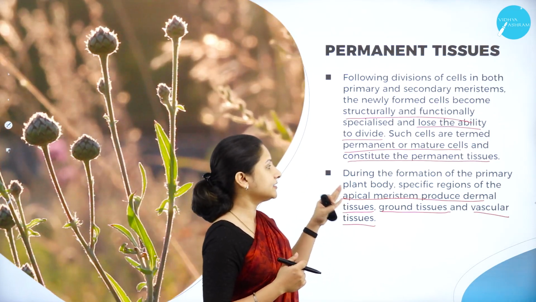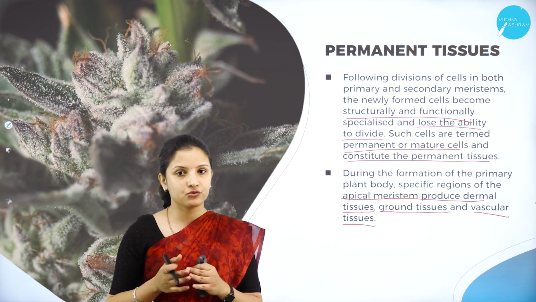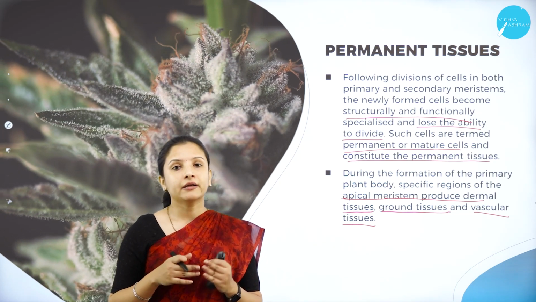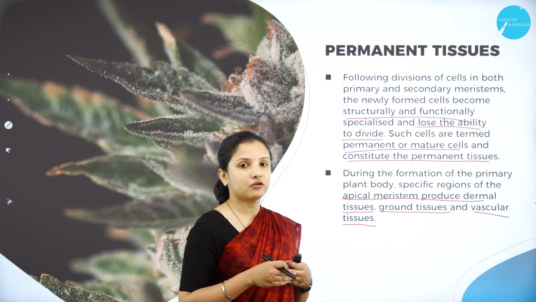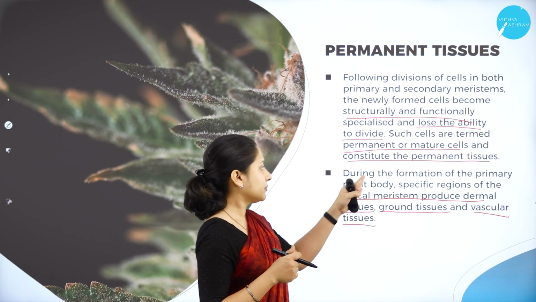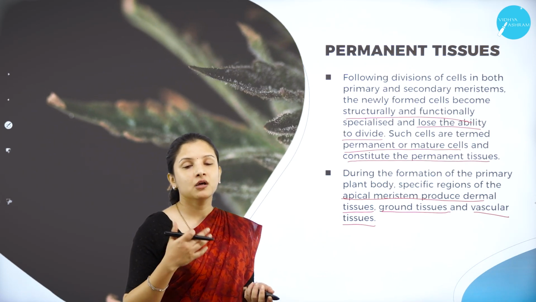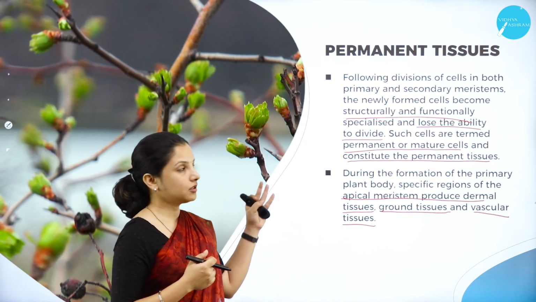So for all these, apart from just performing the function of elongation of the root and the shoot, they are also responsible for the development of the axillary bud in the shoot and the increase in the length of the root. They also help in the formation of the primary plant body, wherein they help in the formation of certain regions of the cells in the plant body. So this is about the apical meristem.